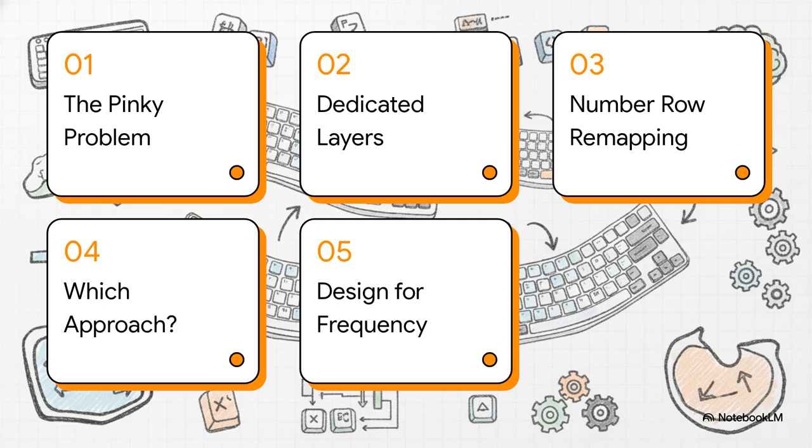Okay, so here is our agenda to fix this whole mess. We're going to start with the pinky problem, then dive into our first solution, dedicated layers, followed by solution 2, number row remapping. After that, we'll figure out which approach is best for you, and we'll wrap it all up with how to design for frequency.